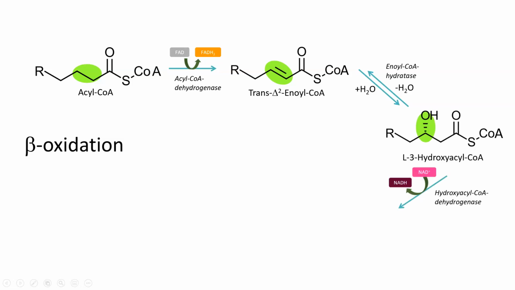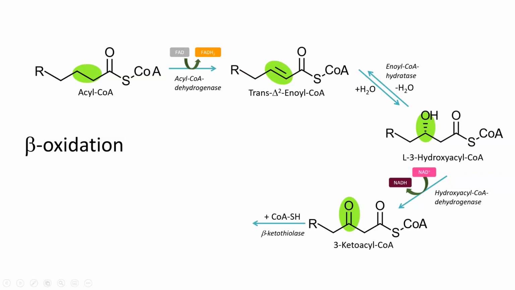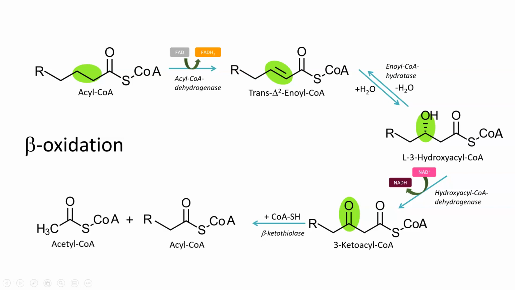Next, the enzyme hydroxyacyl-CoA dehydrogenase will use NAD to remove a hydrogen, forming NADH, and a double bond will form with the oxygen in the hydroxyl group. The enzyme beta-ketothiolase will place a thio-CoA between the two double bonded oxygens on the chain. This will cause acetyl-CoA to be released from the remaining acyl-CoA molecule.